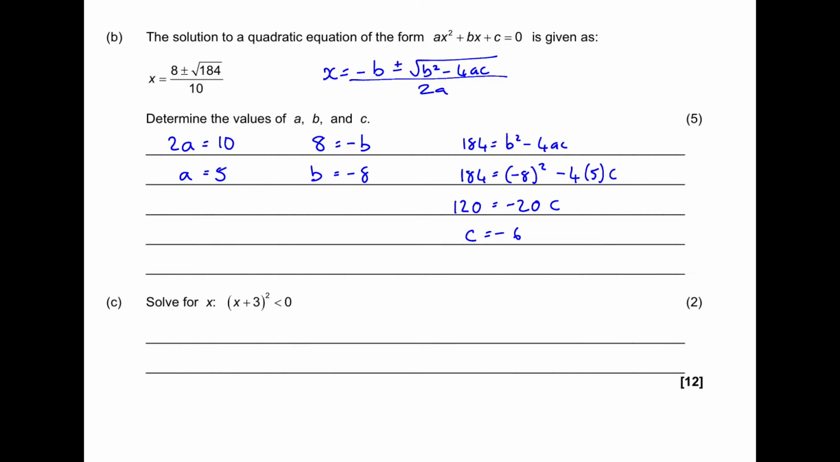Right, question C. Solve for x. X plus 3 all squared is less than 0. All right, there's no working out that you need to do here because there is no solution. All right, and let's look why.